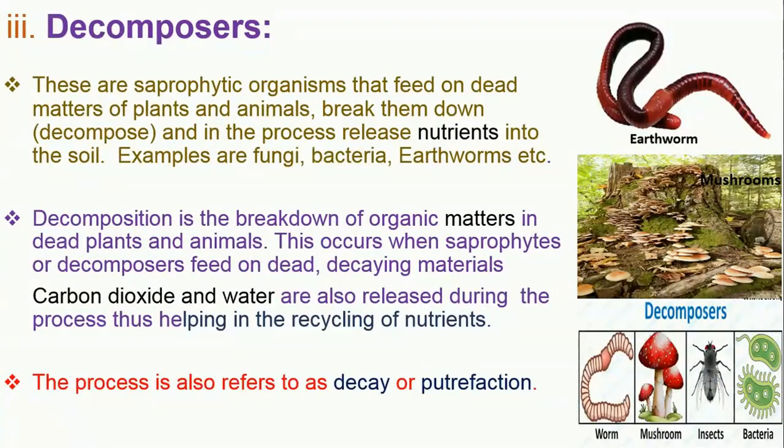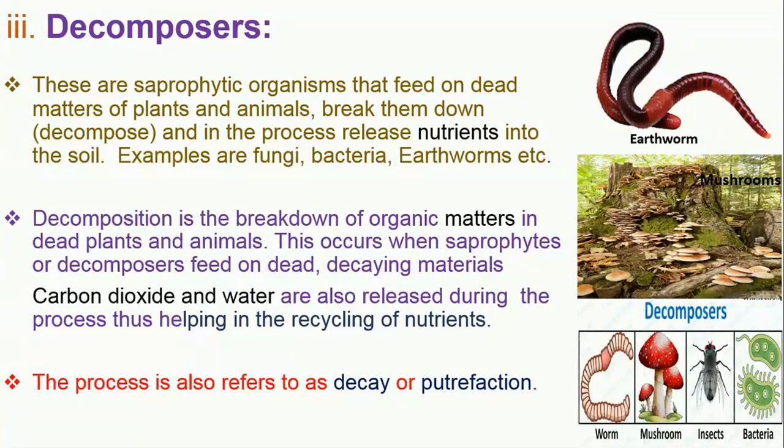All right, let's talk about the decomposers. Now, decomposers are saprophytic organisms that feed on dead matter of plants and animals. They break them down, that means they decompose them, and in the process, they release nutrients into the soil. Now, this nutrient is used by plants for photosynthesis and to also maintain their own body processes.